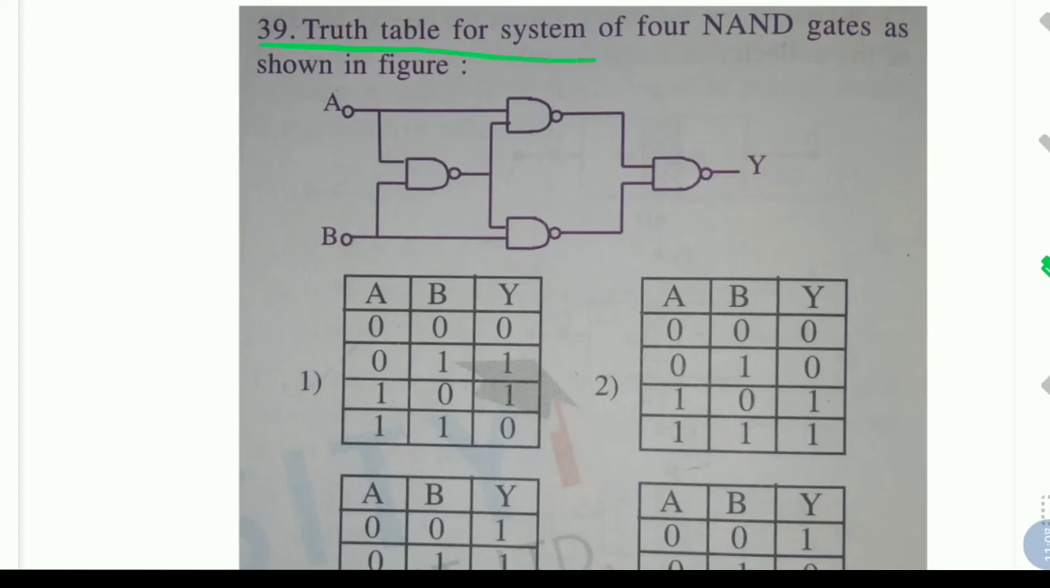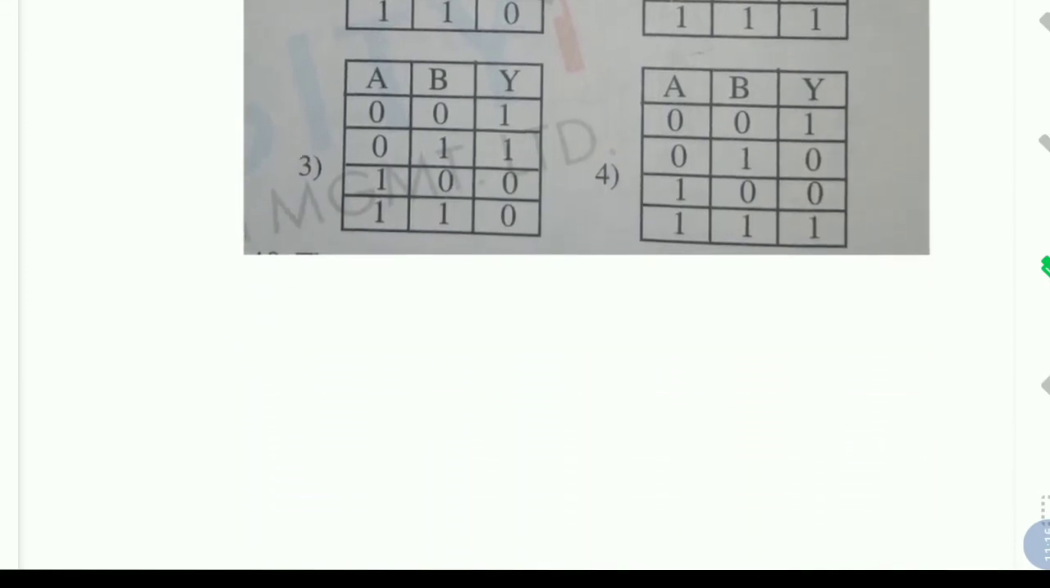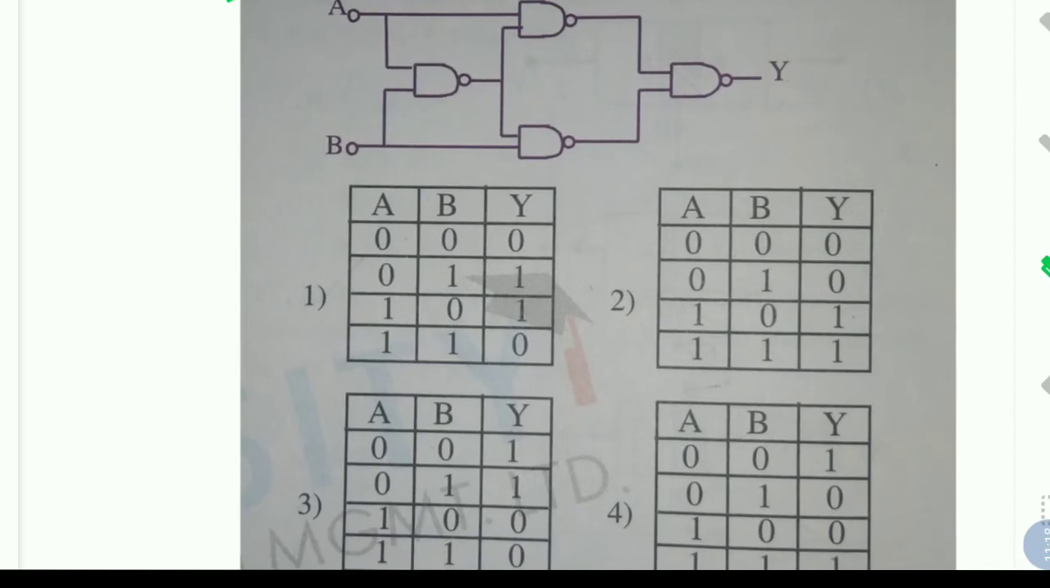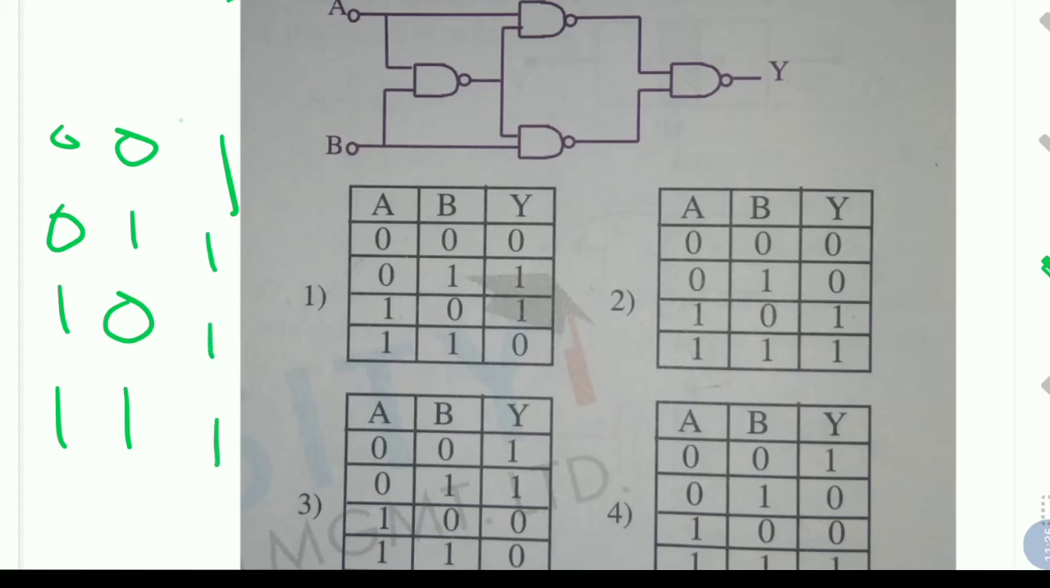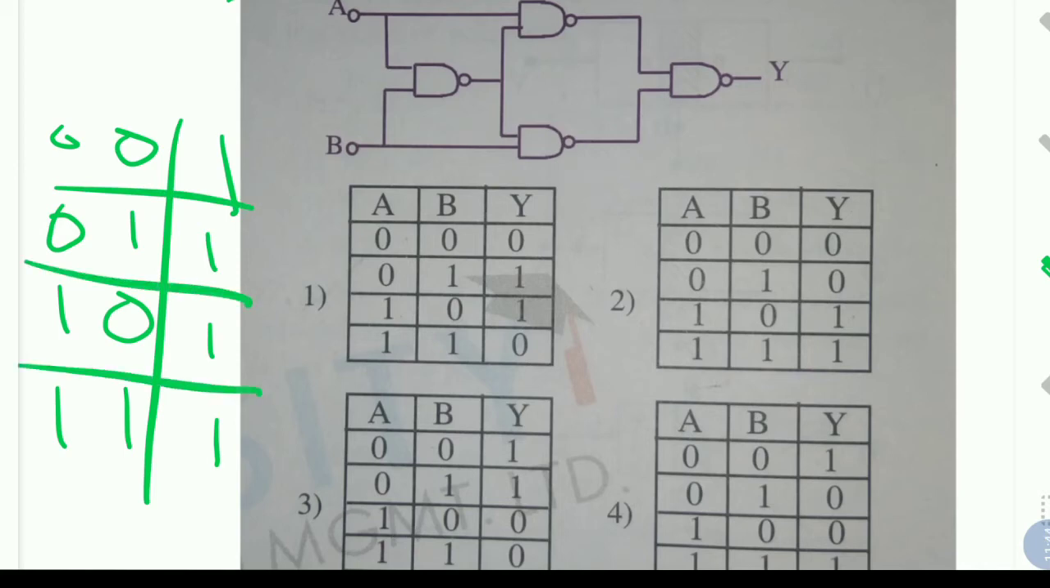Truth table for the system of NAND gates as shown in the figure. First, the NAND gate truth table. NAND gate truth table: 0 0 gives 1, 0 1 gives 1, 1 0 gives 1, 1 1 gives 0. This is the NAND gate truth table.